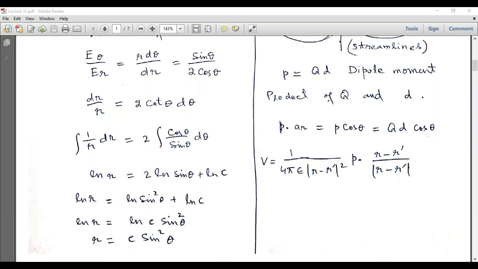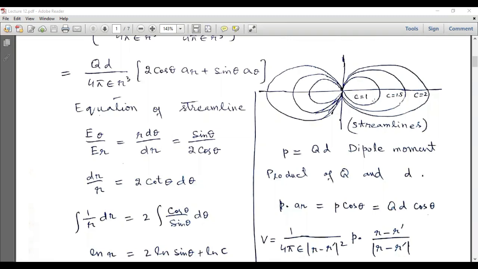This 2 can become the power of the argument of the natural log, so it will be ln sin square theta, and these two natural log terms can be added together, so it will become ln c sin square theta. By taking the anti-log, it will become r is equal to c sin square theta. So this is the equation of the streamline, and we can plot this equation for different values of c, and we will see such circles, right?